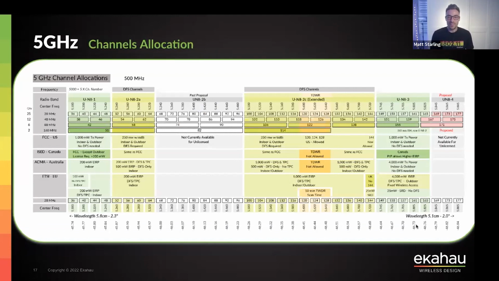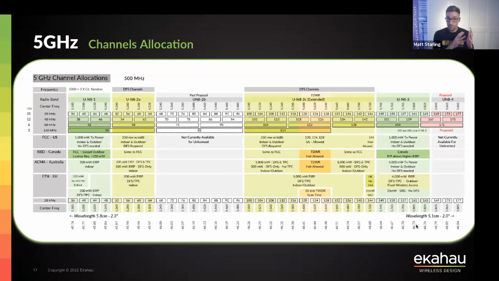So 5 gigahertz then. 5 gigahertz gives us roughly 500 megahertz of spectrum that we can use, and depending on where you are, we can have up to 20 megahertz wide channels, which is amazing. We've got loads of spectrum we can use there. But with 5 gigahertz, there's a few things that we have to take into consideration.